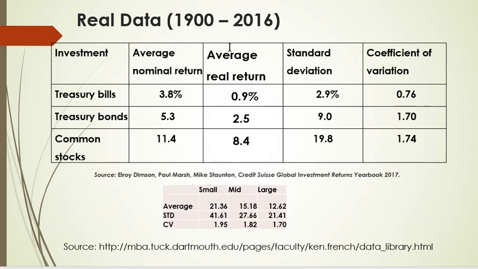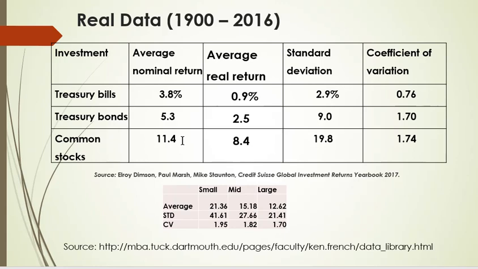From 1900 to 2016, this is the data we get for some stocks. It turns out that the Treasury bills averaged about 3.8%, T-bonds 5.3%, and common stocks averaged 11.4%. So if you invested in just an average stock in 1900 to 2016, you'd earn about 11.4%.